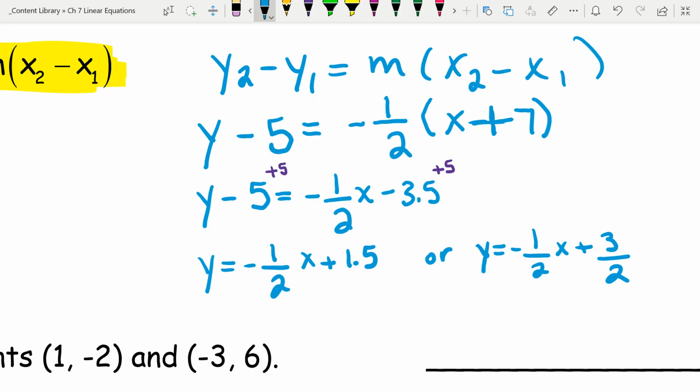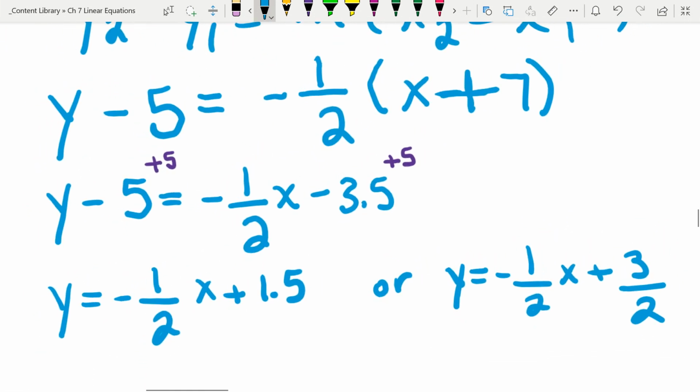I didn't change it to a positive. What do you mean? I just went minus 3.5 plus 1.5, which gave me a positive 1.5. Does that make sense? Yeah, so then all I did was change my decimal to a fraction.